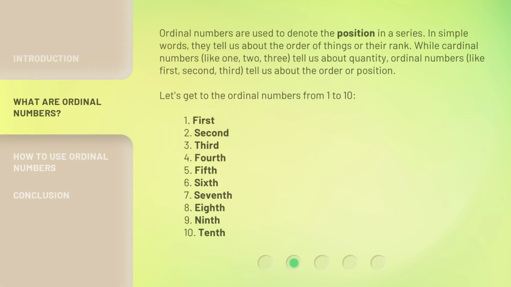Ordinal numbers are used to denote the position in a series. In simple words, they tell us about the order of things or their rank. While cardinal numbers, like 1, 2, 3, tell us about quantity, ordinal numbers, like first, second, third, tell us about the order or position. Let's get to the ordinal numbers from 1 to 10.